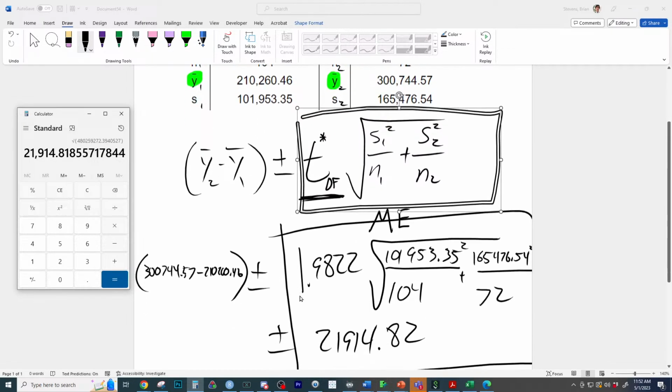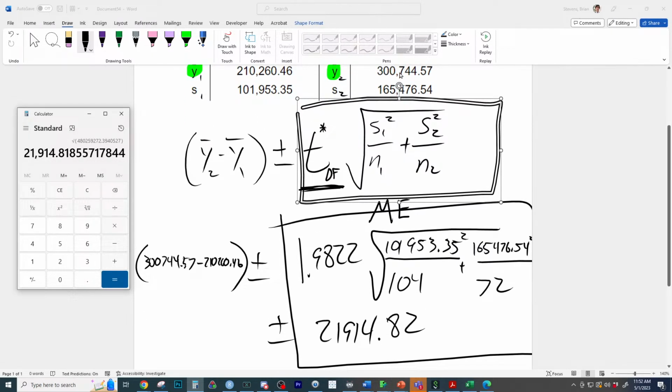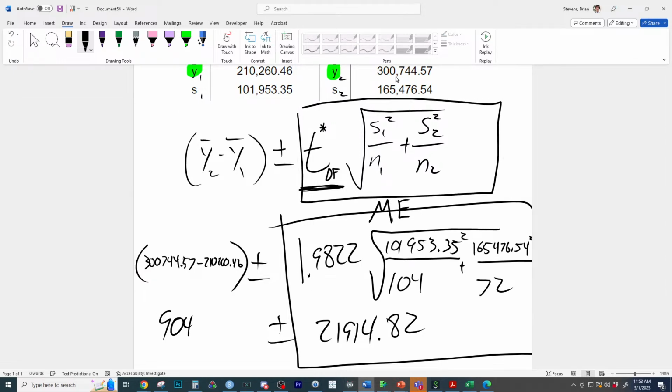The difference between the means, we're just subtracting those two values up there. 300,744.57 minus 210,260.46. 90,44, 11,94,84, I believe.